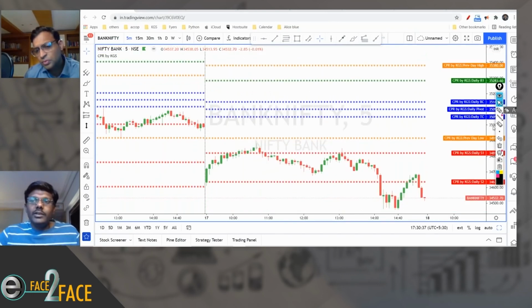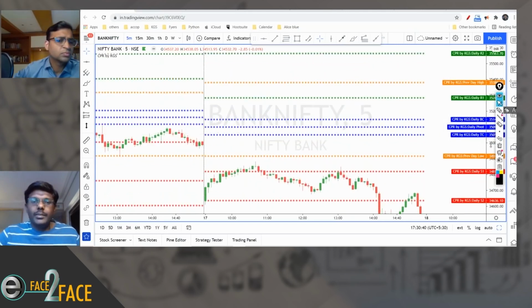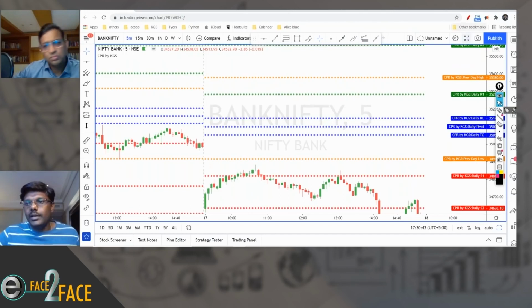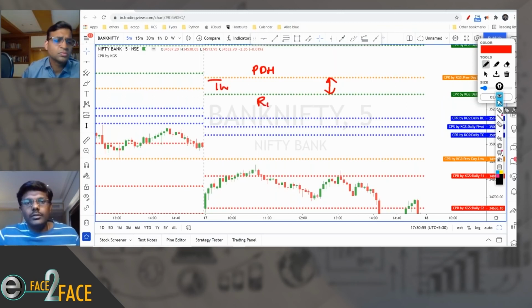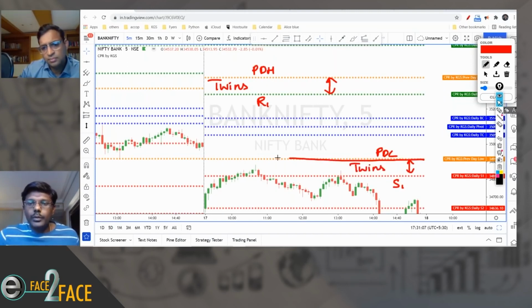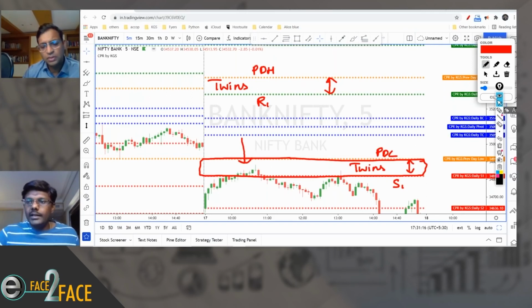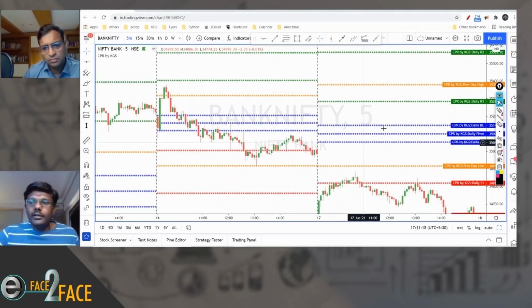I am generally using previous day high and low whenever I am using a CPR indicator, because in most of the cases this previous day high and R1 act together. I consider previous day high as well as R1 as twins. Same way I consider previous day low and S1 as twins. Every time I consider this as a zone, because majorly the market reverses in this zone only. Even today the market reversed from this zone, and even yesterday Bank Nifty reversed from this particular zone.